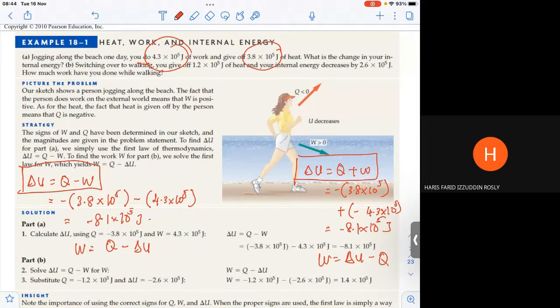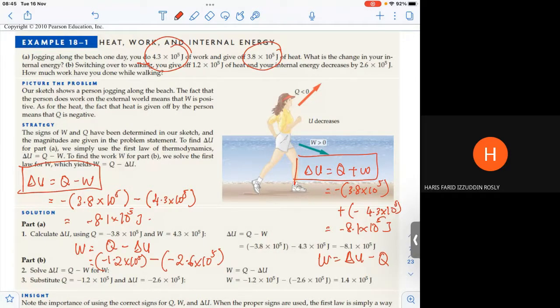Okay, for Q, heat is given off, so you need to put negative 1.2 times 10 to the power of 5, minus, using my slide notes, delta U, which decreases. Decreases means you need to put negative 2.6 times 10 to the power of 5 joules. Then you will get 1.4 times 10 to the power of 5 joules. That is according to my notes.